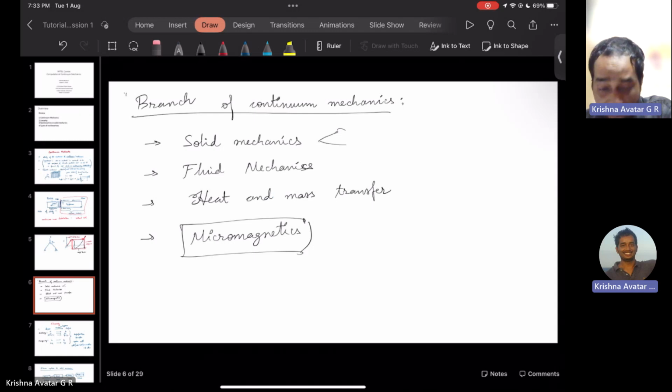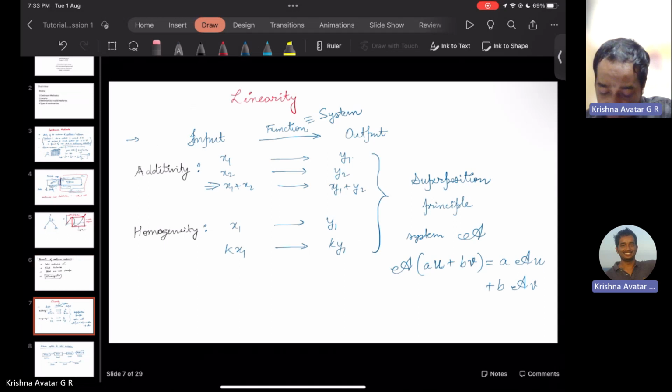And there are several branches, as you see: solid mechanics, fluid mechanics, heat and mass transfer, micromagnetics, which you may or may not be hearing for the first time. And then we talked about the linearity principle, and the conditions for the linearity principle to hold. There are two conditions, called additivity and homogeneity, which lead to what is called the superposition principle. And you got to know about the significant advantage of the superposition principle.